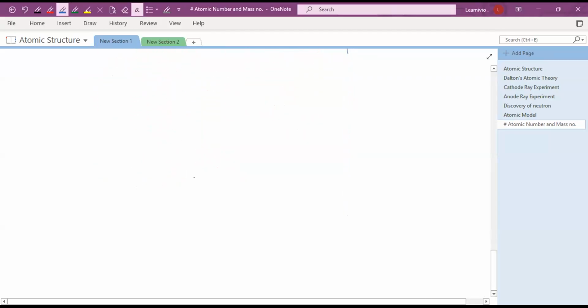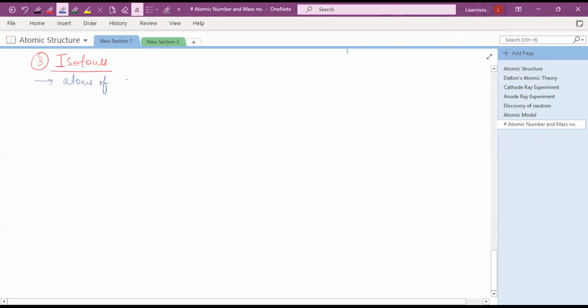Here's another term which is known as isotones. Isotopes we have seen, isobars, and the third one is isotones, right? So what is isotones? Atoms of different elements which have the same number of neutrons.